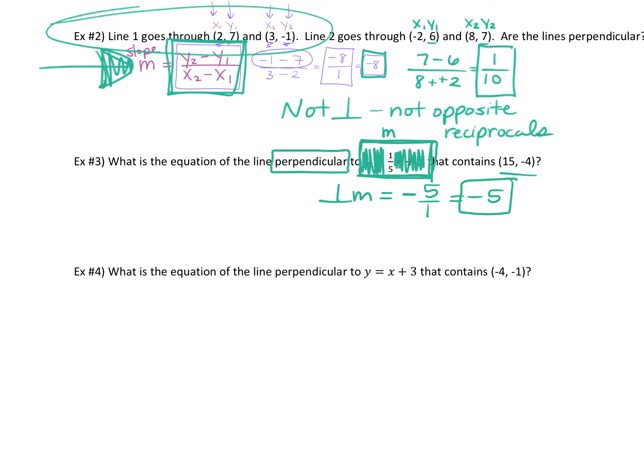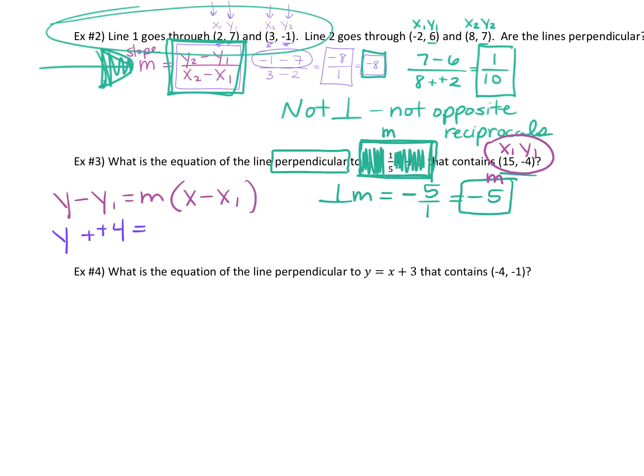Okay, so now you have a point that's going to be your x1, y1, and a slope that's going to be -5. And we're just going to put that into point slope form. Remember, point slope form is y minus y1 equals m times x minus x1. Okay, so let's see if we can lay that out. Y, is it going to be plus or minus right now? Minus what? A -4. So if we're going minus a -4, that's going to be plus a +4.